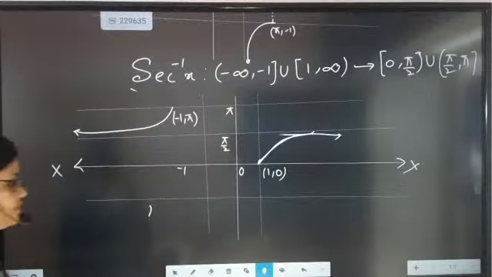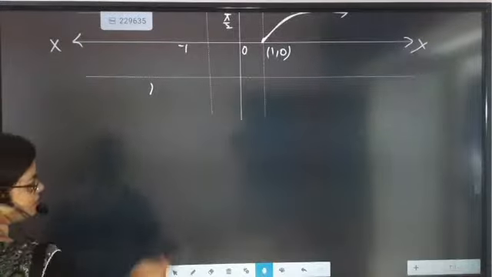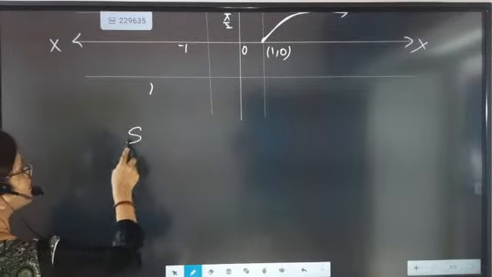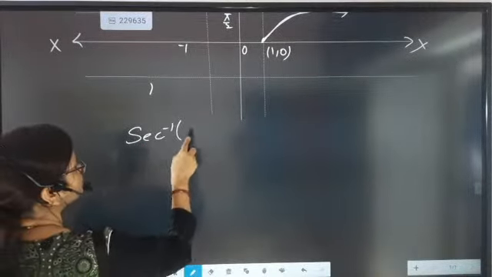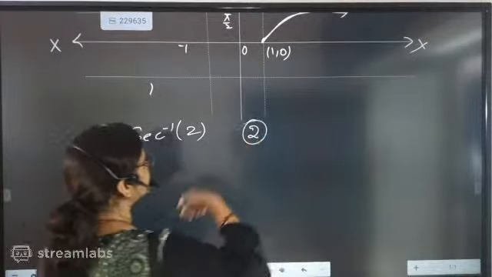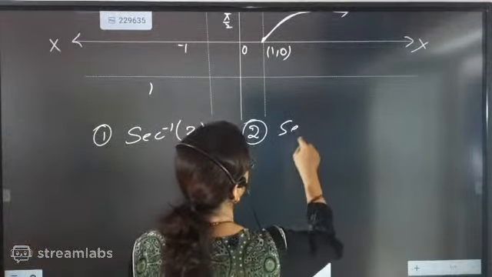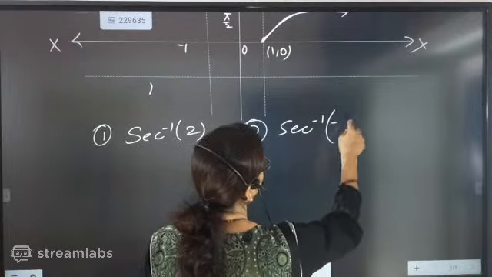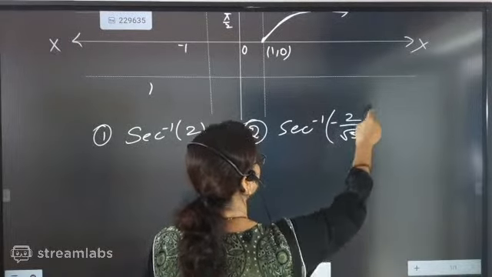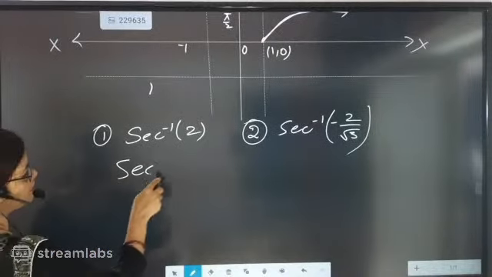Ready? First question. Secant inverse 2, a very easy question. Find the principal value for secant inverse 2. Second one, secant inverse minus 2 by root 3. You know the domain, you know the range, you know that. Okay, one type of this I have left.